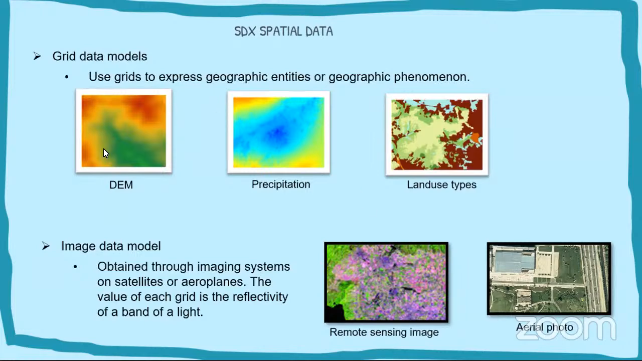Okay, so this is the example of the grid data models. We can see a little bit of the grids here, the precipitation and the land use type. For the image data model, we have the remote sensing images and also aerial photos.